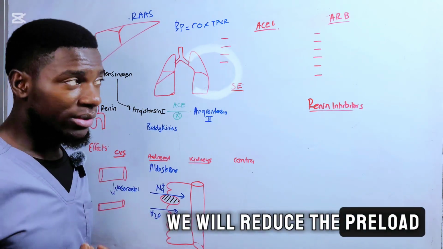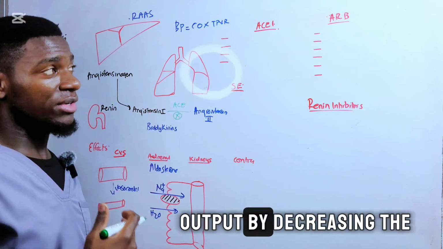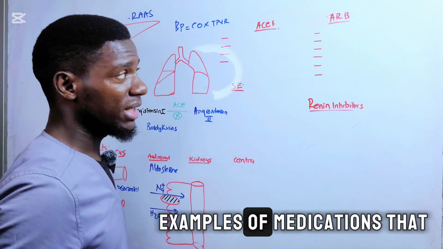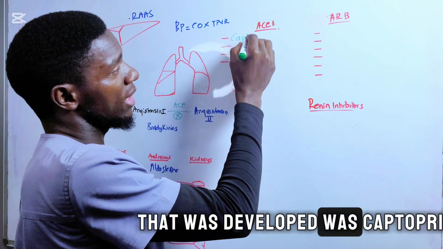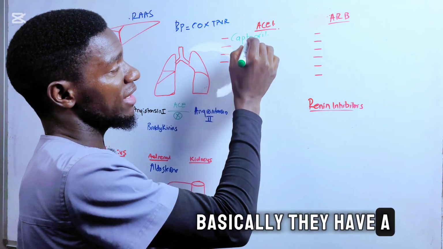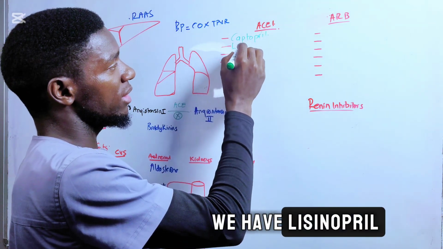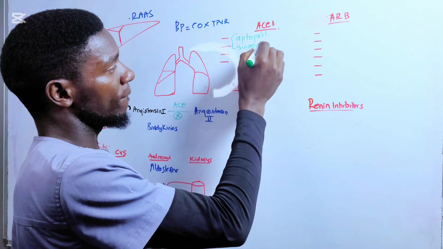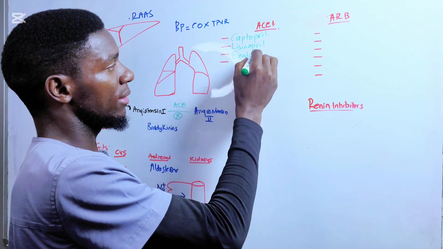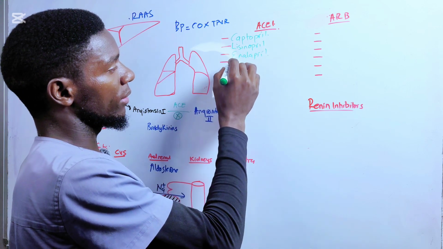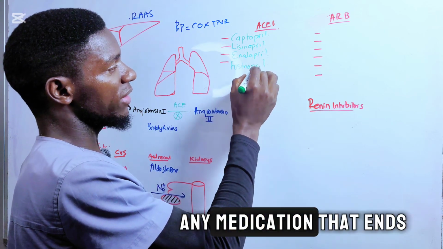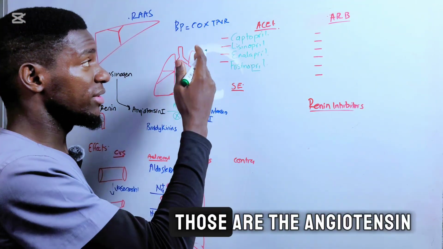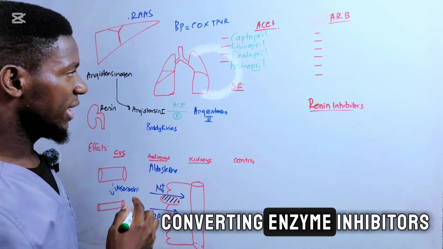We will reduce the preload, we will reduce the cardiac output, thereby decreasing the blood pressure. Examples of medications that lie in this class: the first medication that was developed was captopril. Basically, they have a suffix pril. We have lisinopril, we have enalapril, we have fosinopril. Any medication that ends with the pril, those are the angiotensin converting enzyme inhibitors.